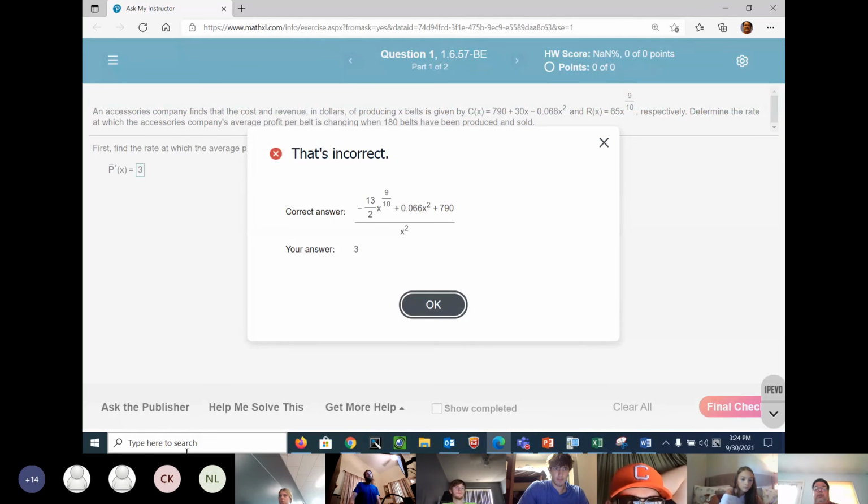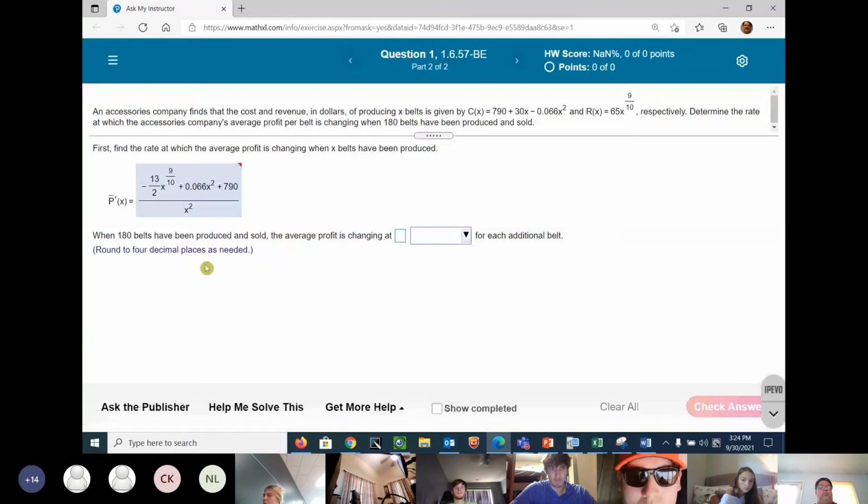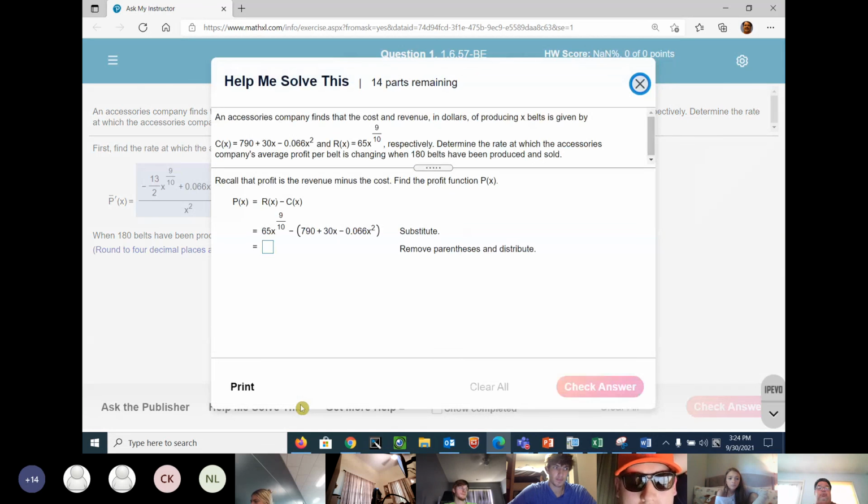I don't understand why they did the quotient rule. Plus 790. I don't understand. I don't understand what I did wrong. They did the quotient rule. Why did they do the quotient rule? Okay, I'm gonna have to look this up. I don't understand why they did the quotient rule.